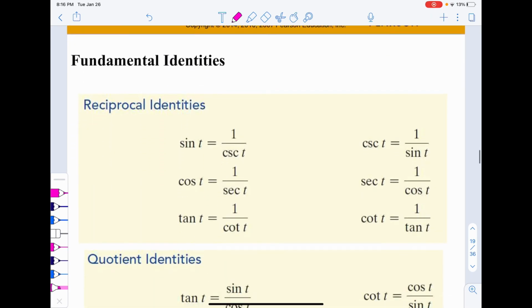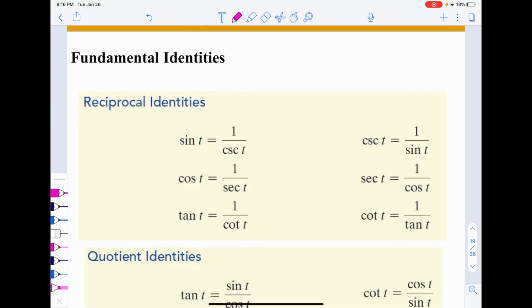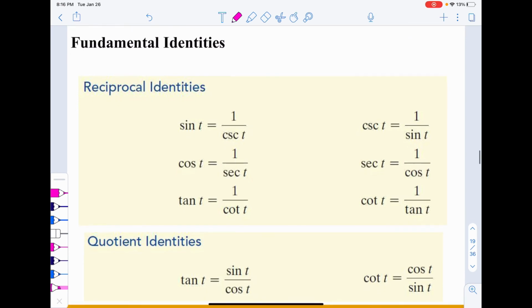So some fundamental identities. The reciprocal identities, right? Sine of t is equal to 1 over cosecant of t. The cosine of t is equal to 1 over the secant of t. The tangent is equal to 1 over the cotangent. These were reciprocal functions, right? Take the fraction and flip it. And vice versa. So you have your cosecant of t is 1 over sine of t. The secant of t is 1 over the cosine of t. And the cotangent of t is equal to 1 over the tangent of t.